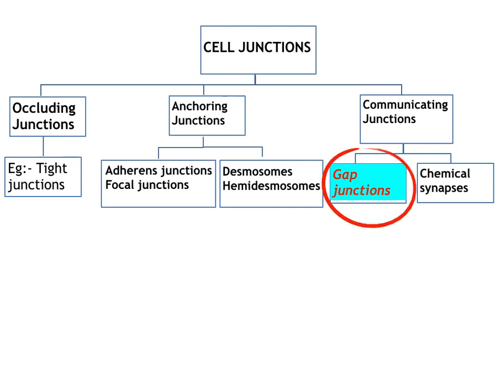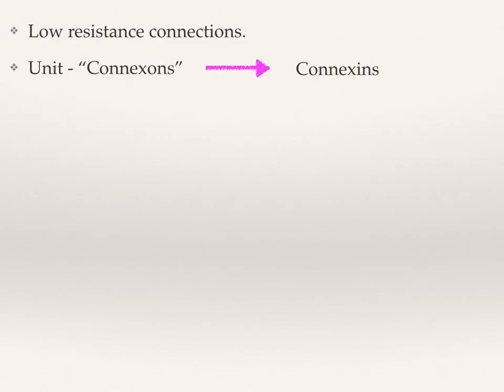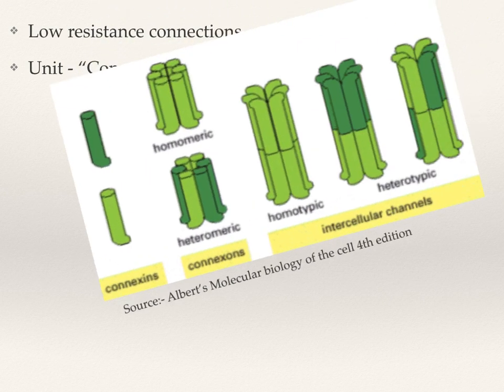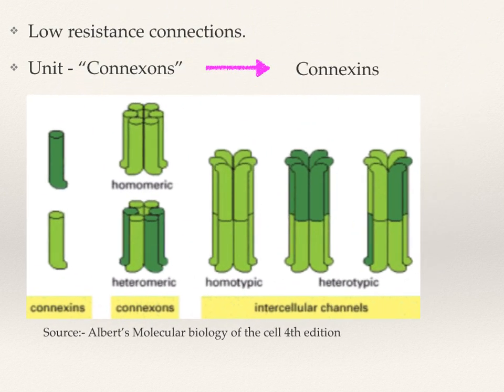Today we are going to study gap junctions. So what are gap junctions? Basically, these are low resistance connections which are made up of connexons. So that connexon is made up of 6 units of connexins. We can see this. There are connexins which combine to form connexons. There are 20 types of connexins which have been identified in humans.